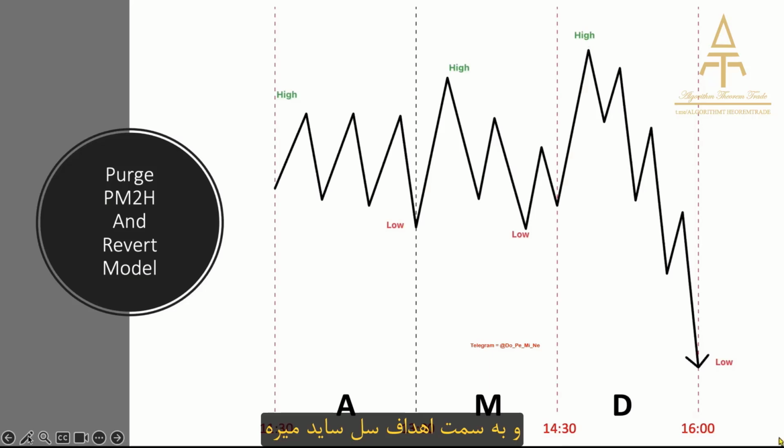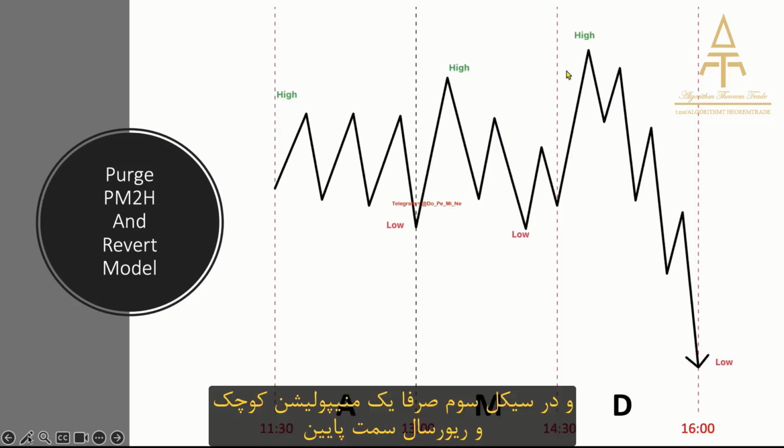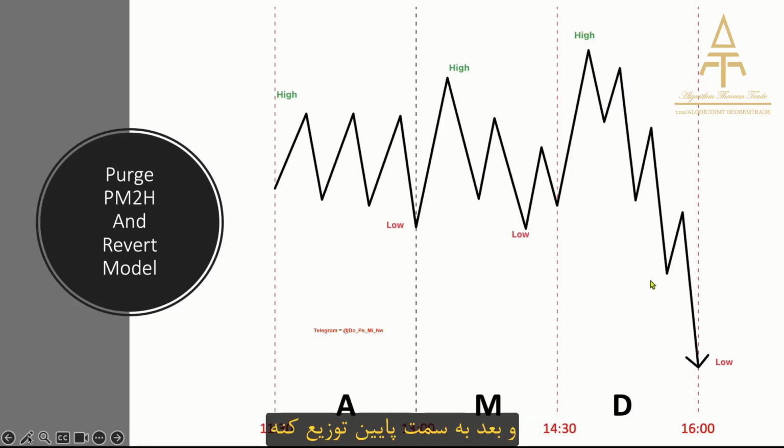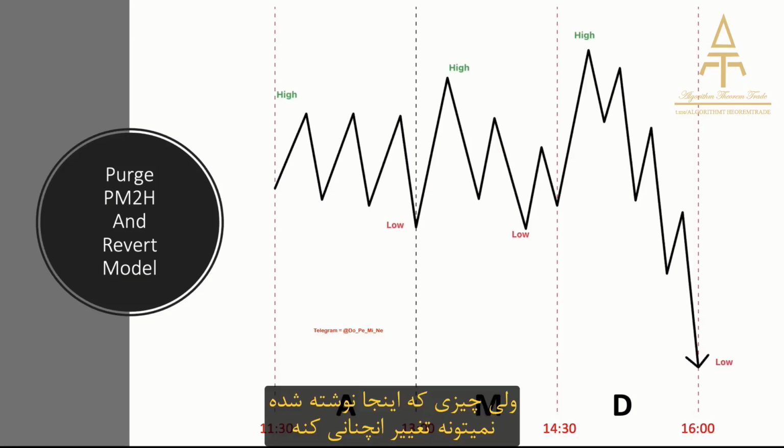targeting sell side objectives. It's important to note that this can also occur when the second PM cycle was an expansion leg higher and the third PM cycle is just an open manipulation, forms the high of that cycle and then immediately distributes lower, taking out sell sides. There are many variations to these delivery profiles. However, what is not something that can be changed a lot is what is written down here.